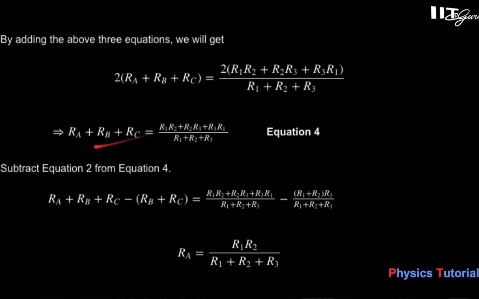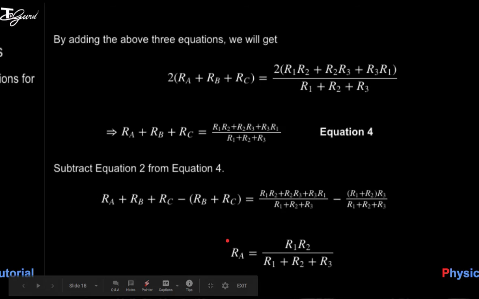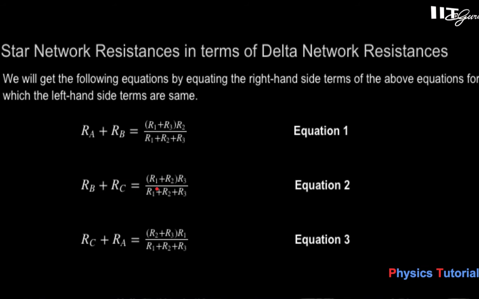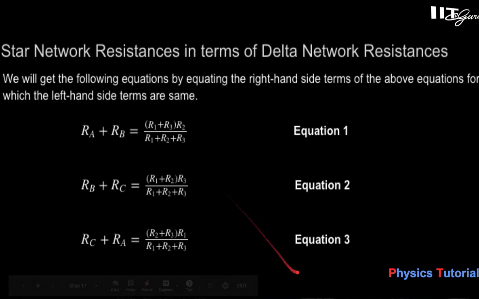So finally, RA plus RB plus RC is equal to... equation 4 is R1 R2 plus R2 R3 plus R3 R1 upon R1 plus R2 plus R3. Subtracting equation 2 from equation 4, you will get the value of RA. If you have to find RA, then you have to subtract equation 2 from 4. If you have to find RB, then you have to subtract equation 3 from 4, and if you have to find RC, then you have to subtract equation 1 from 4.